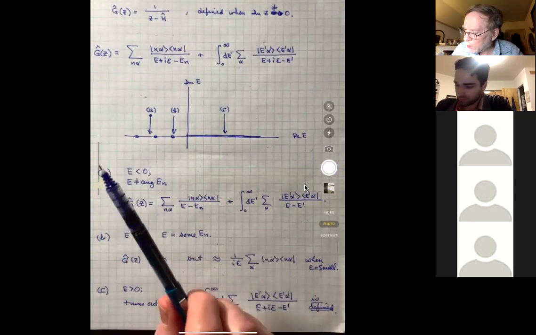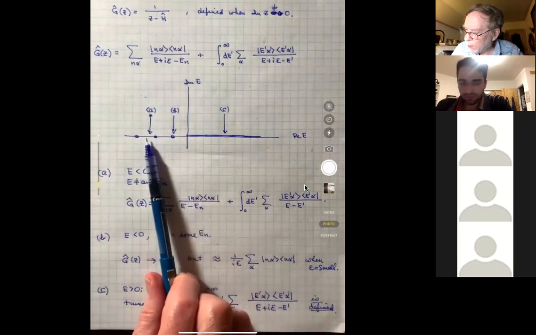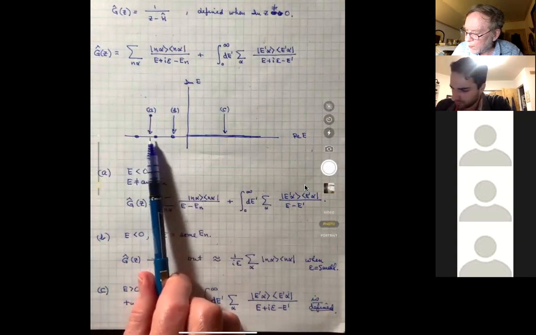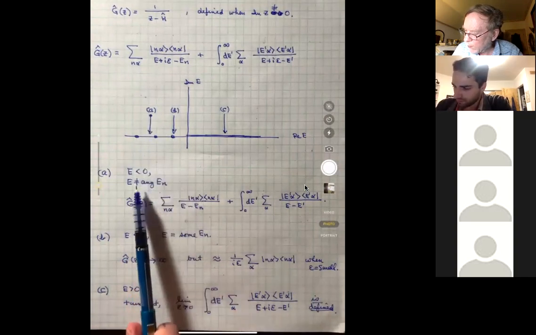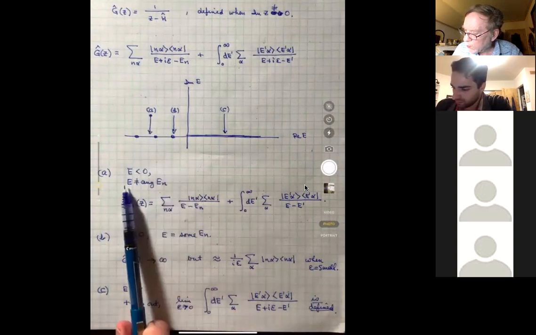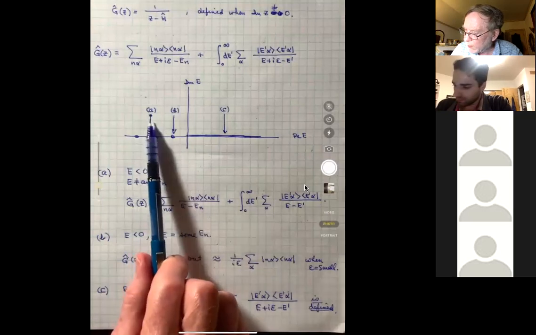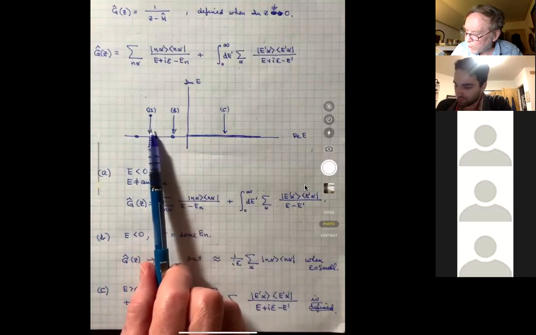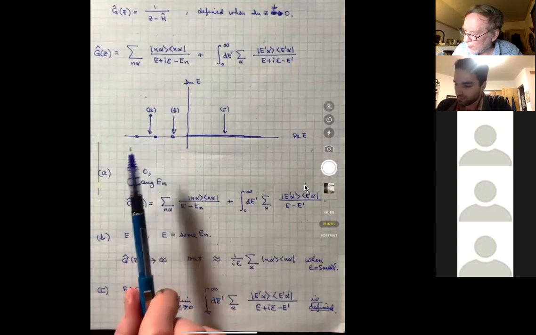We take 3 cases. In what I call case A, we imagine an energy whose real part lies, first of all, it's negative, and it's not equal to any of the discrete eigenvalues. So it lies between discrete eigenvalues, as you see here. And if you let epsilon go to 0, it approaches the real axis coming down like that.